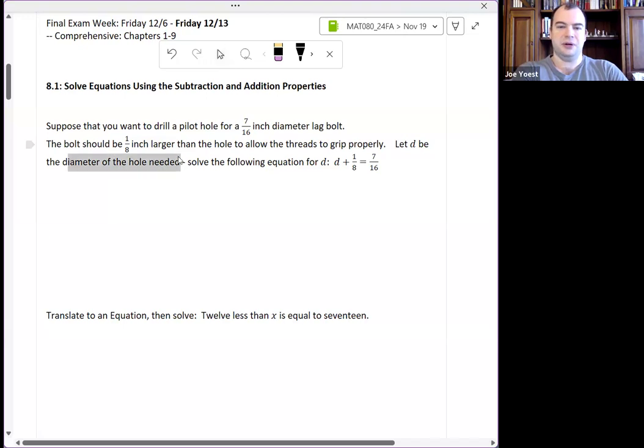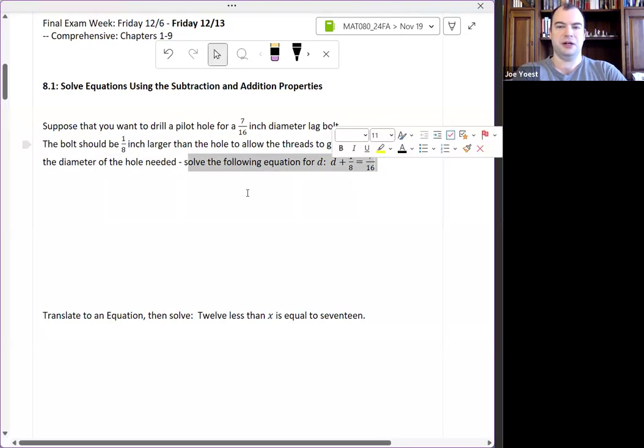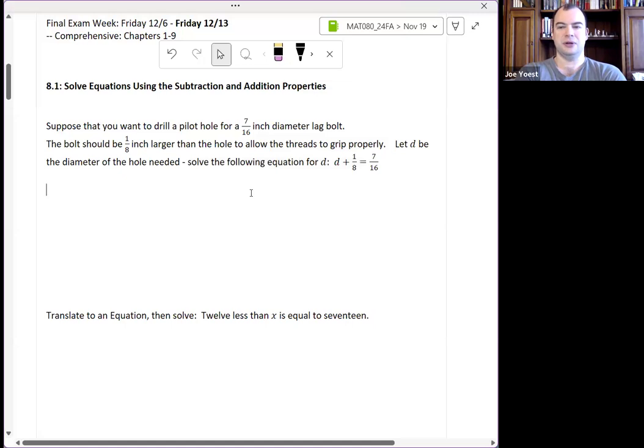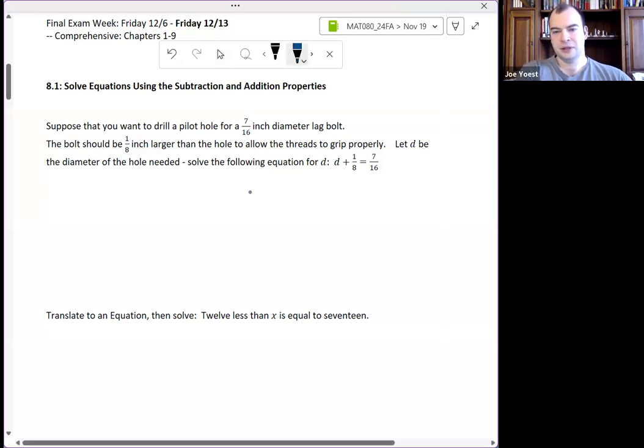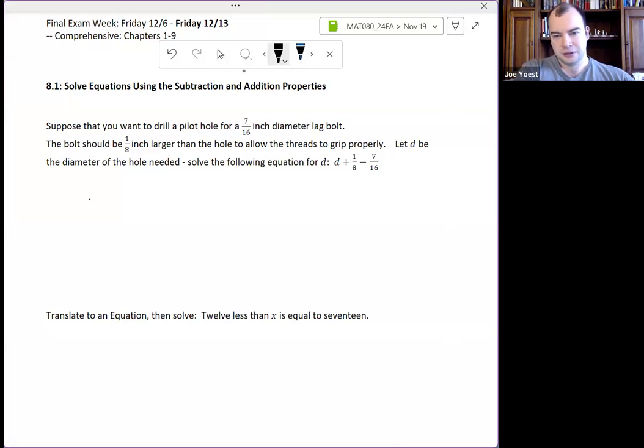Let D be the diameter of the hole needed. And we want to solve the following for D. So the diameter of the hole plus 1/8 inch has to equal the 7/16 inch diameter of the bolt. So we have variable plus number equals number. Our numbers are fractions, but we can still solve this equation using our same equation solving property.